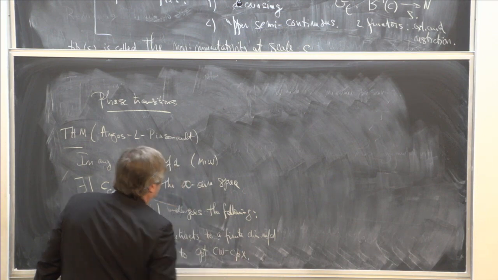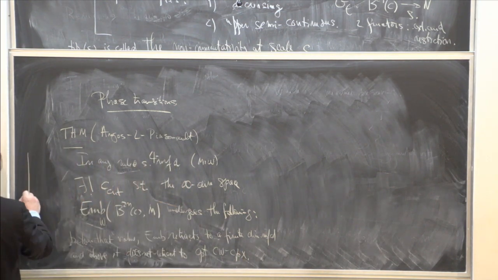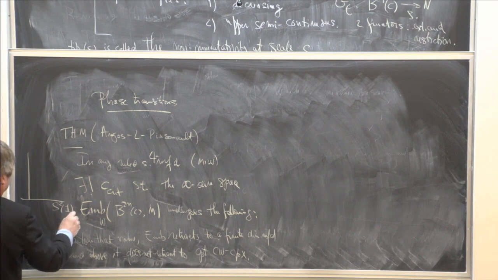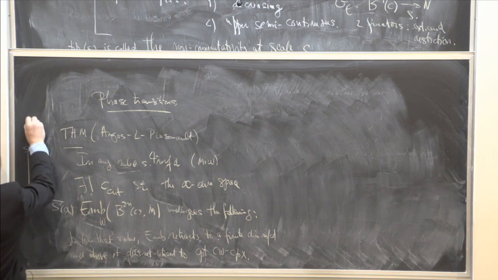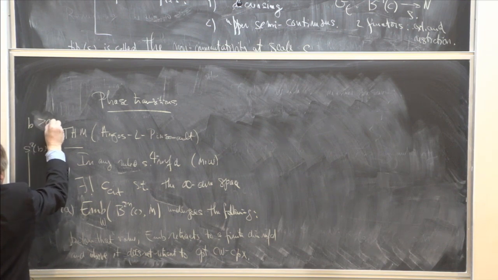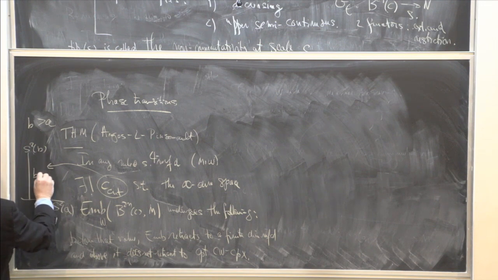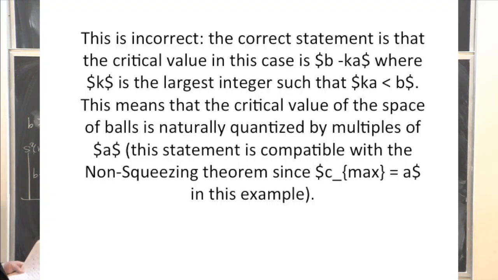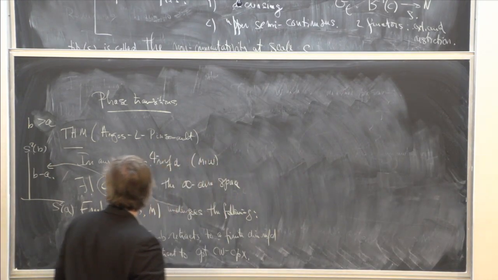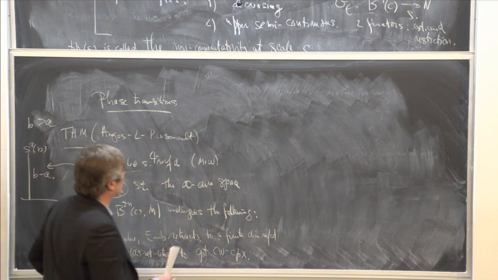And in the simplest case, if you have S2 times S2, let's normalize, say S2 of area A, and then S2 of area B larger than A. The critical value C critical here will be B minus A. So this result is not obvious at all. It took us a few years to get there.